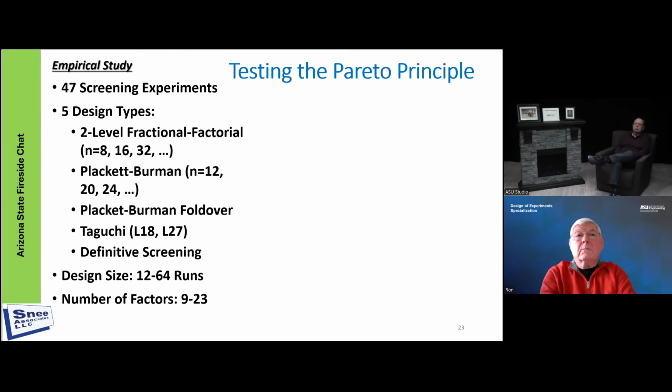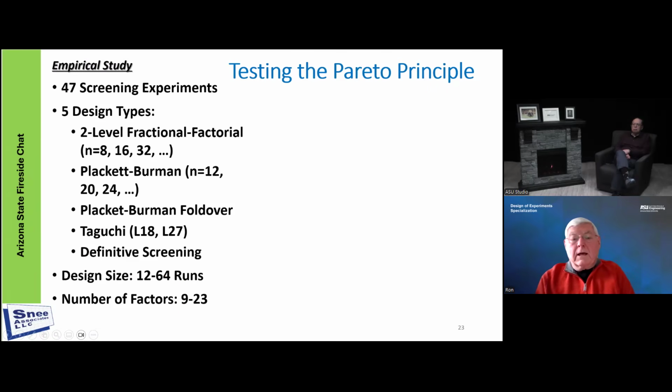And a lot of people, particularly in the Six Sigma world, had been using the 3 to 6 number, that typically you're going to have 3 to 6 important variables. So I decided to test this out. I went to the literature and I found 47 screening experiments. There were 5 different design types: fractional factorials, Plackett-Burman, Taguchi, definitive screening, and so forth. And the design size was somewhere between 12 and 64 runs. And the number of factors were 9 to 23.